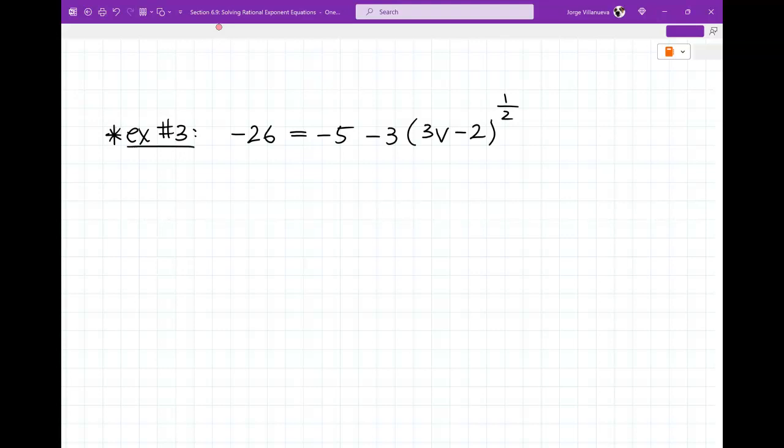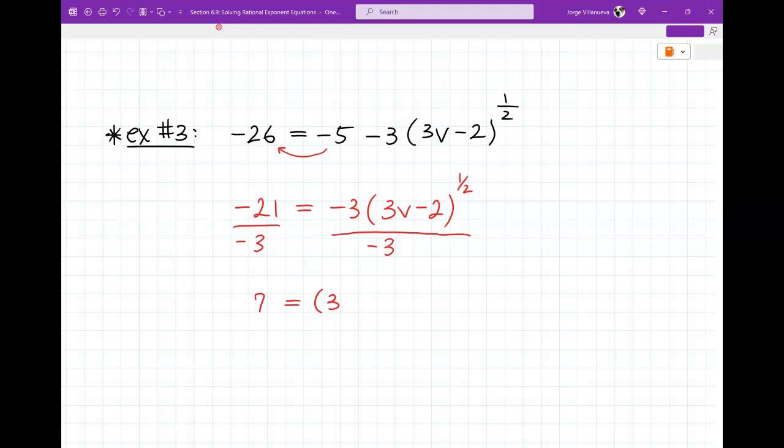Okay? So let's start off by moving that minus 5. If I move the minus 5 over, it becomes a plus 5. So negative 26 plus 5 is negative 21, right? So negative 3 is left there, times (3v minus 2) to the 1/2. Now that negative 3 is multiplying that parenthesis. In order to get rid of a multiplication, we divide. So I'm going to divide both sides by negative 3. That gives me 7 equals (3v minus 2) to the 1/2.